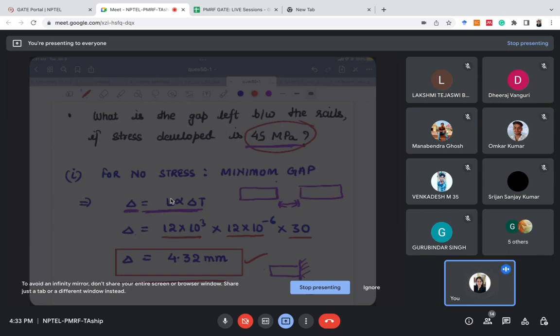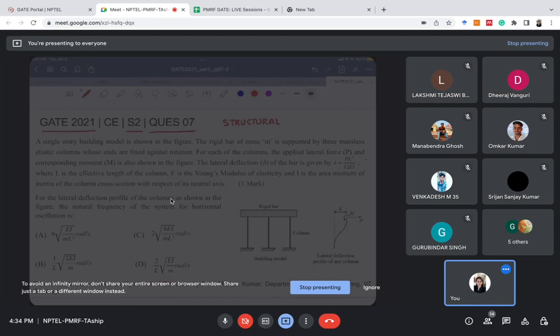If the gap is 2 mm, the stress will be even lesser. Why is the stress generating? Because we are restraining the deformation. The more we restrain the deformation, the more stress will generate. Beyond 4.32 mm, we are not restraining anything, so no stress is generating. But when the distance between the two rails is lesser than 4.32 mm, the stress will generate, and the lesser the gap, the more the stress. Is it okay? Okay, ma'am. So this problem is related to structural dynamics.